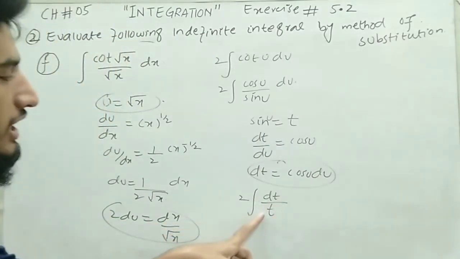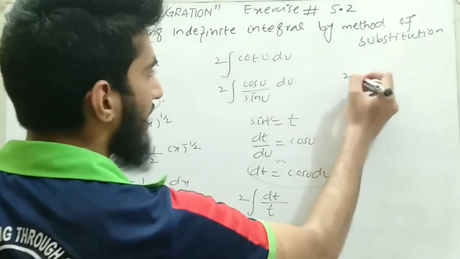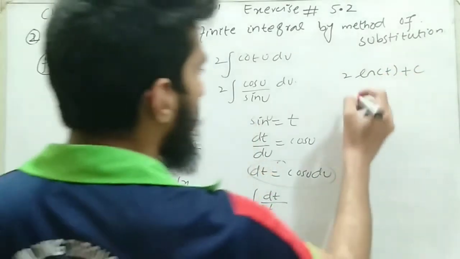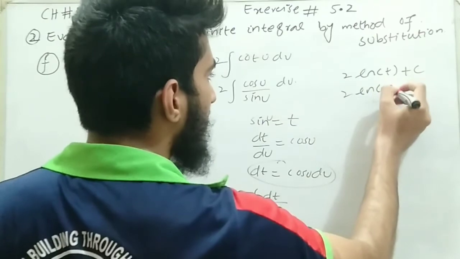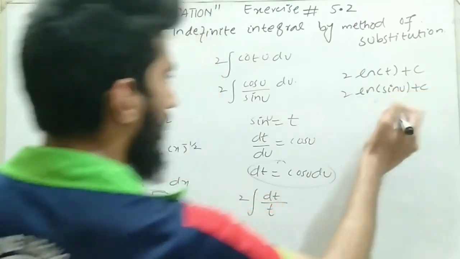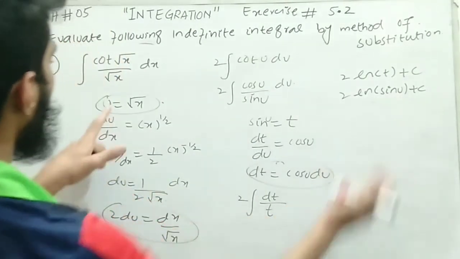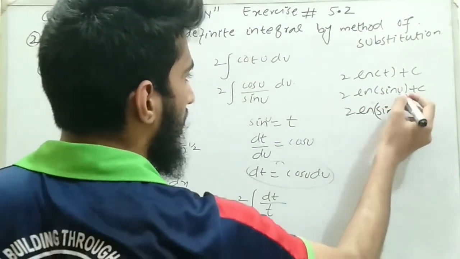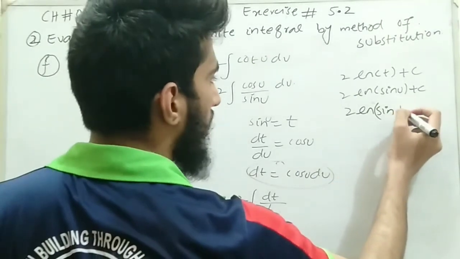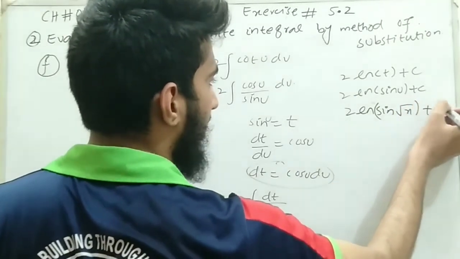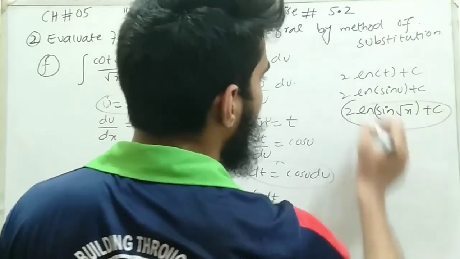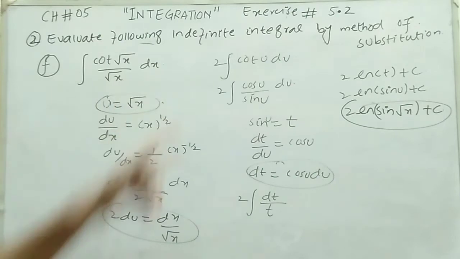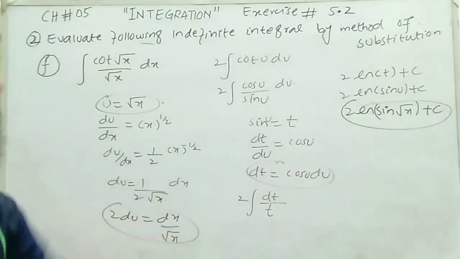Now you know that the integral of 1 over t is just ln of t, so it becomes 2 times ln of t plus a constant of integration. The value of t was sin u, so it becomes 2 ln of sin u plus a constant of integration. Replace u with root x, so it becomes 2 ln sin root x plus a constant of integration. So this is the required indefinite integral. If we differentiate this term, it will give us cotangent root x by root x dx.